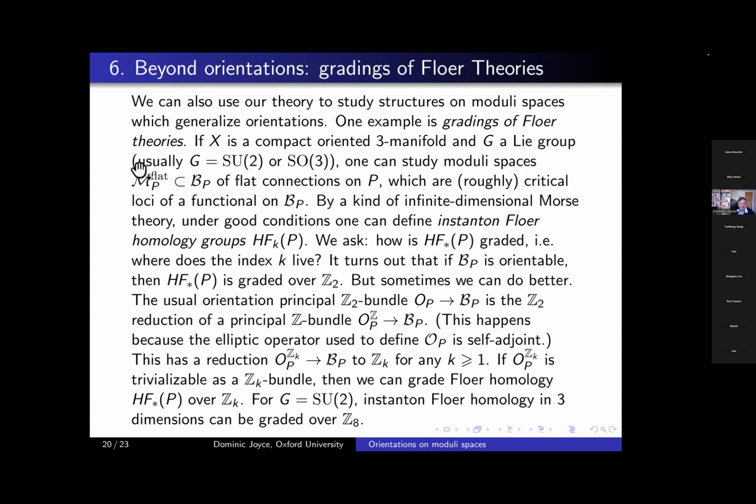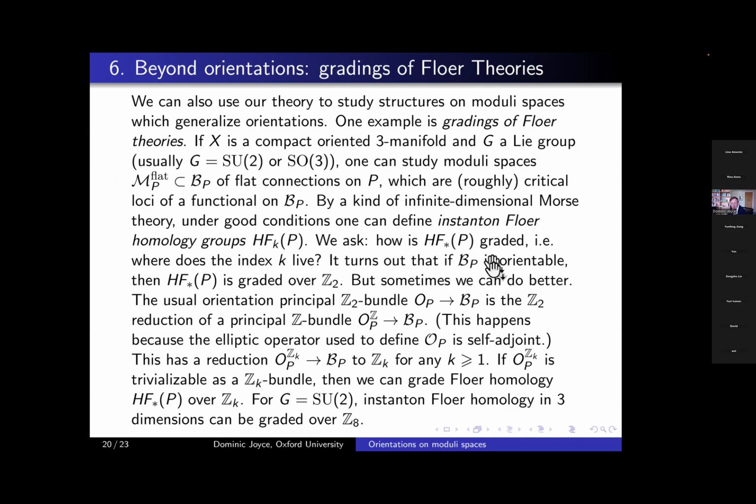from a chain complex whose generators are essentially flat connections, in some kind of perturbation of this, and then the derivatives in the complex come from flow lines of this critical functional. So we can ask, how are the Floer groups graded? So what does the index star live in?